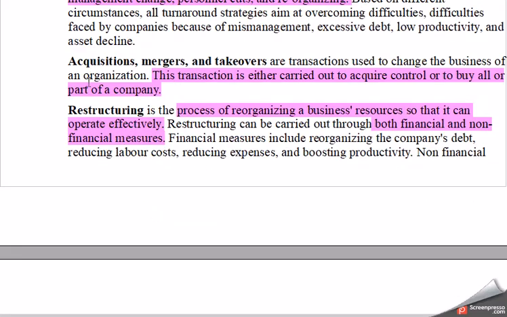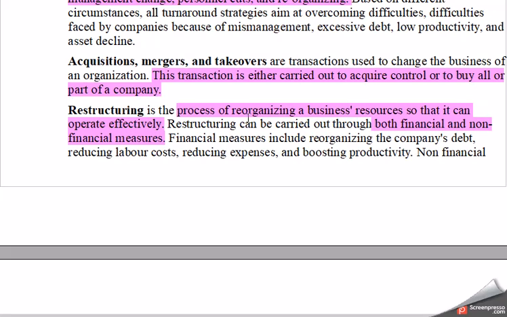Now we are going to see each one separately. What are acquisitions, mergers, and takeovers? These are transactions used to change the business of the organization. This transaction is either carried out to acquire control or to buy all or part of the company.